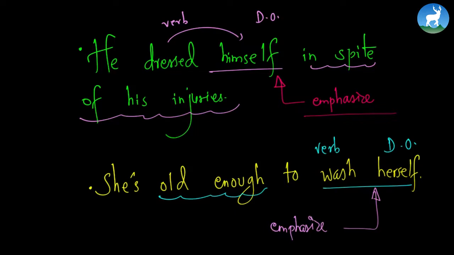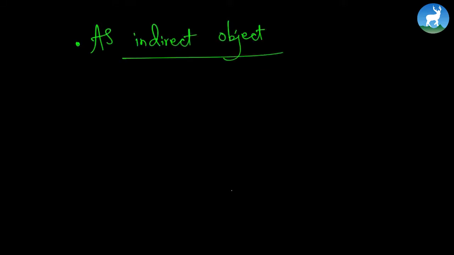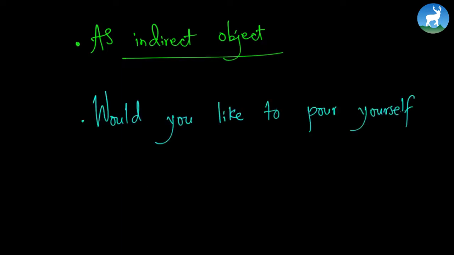Another use. Let's talk about reflexive pronouns as indirect objects. Until now, we studied reflexive pronouns as what object? Direct object. Now, let's study reflexive pronouns as indirect objects. Let me write one example. Would you like to pour yourself a drink?